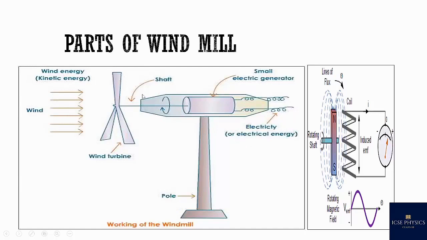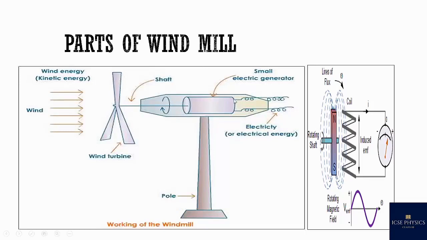And this box which contains the electric generator and which is connected to the shaft is placed on a pillar which is known as the pole. So when wind blows, it makes the turbine move, and this wind energy is transferred into rotational energy, and then this rotational energy is taken by the small electric generator to produce electricity.